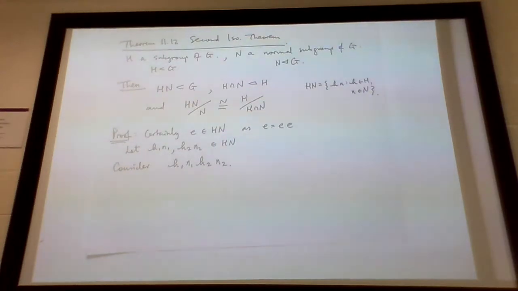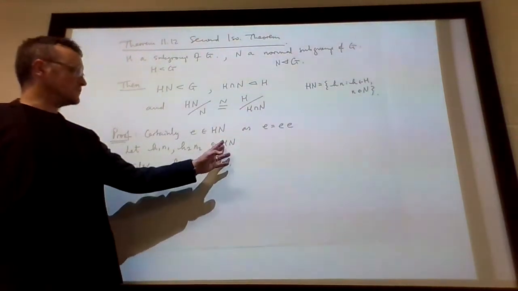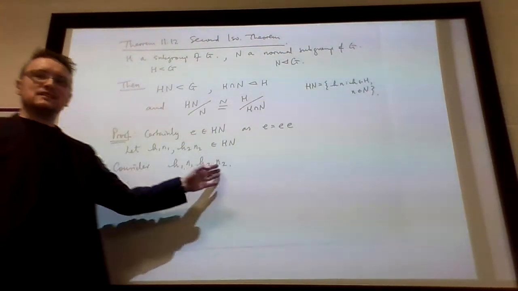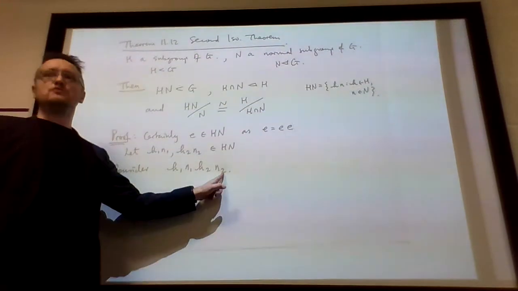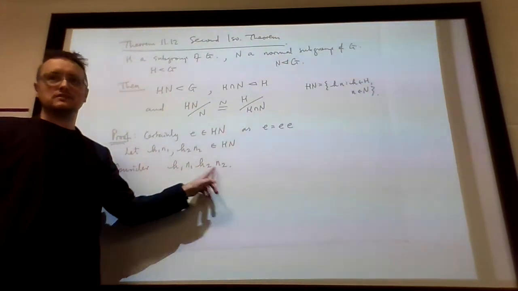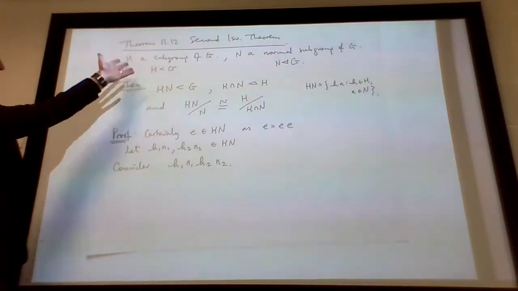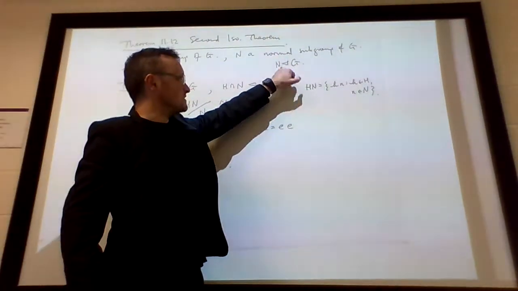Now, is this an element of H times N? That's the question we've got to ask ourselves. Is this something from H times something from N? It doesn't look like it at the moment, because it looks like a quadruple product: something H, something N, something H, something N. But we do know H is a subgroup, pretty generic, but N is special. N is a normal subgroup.